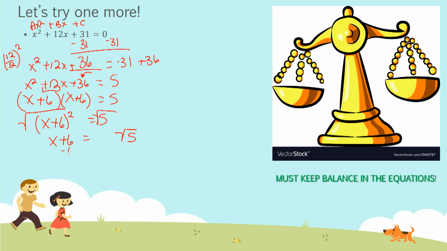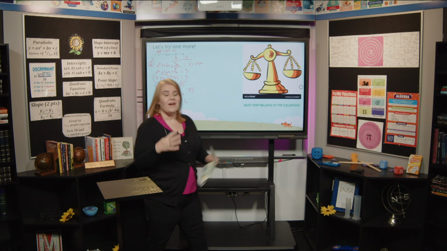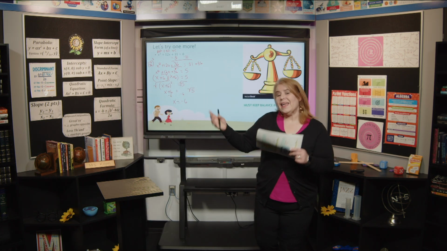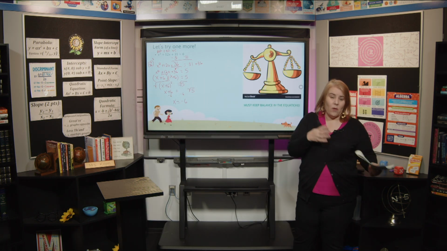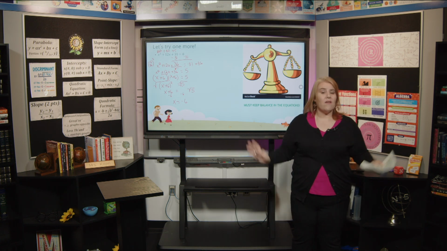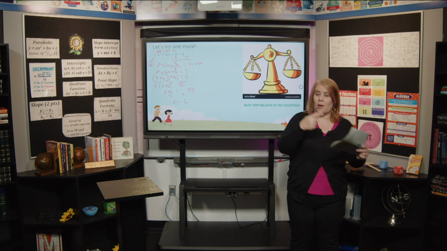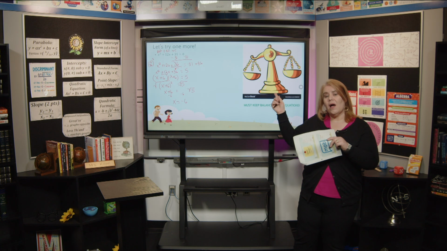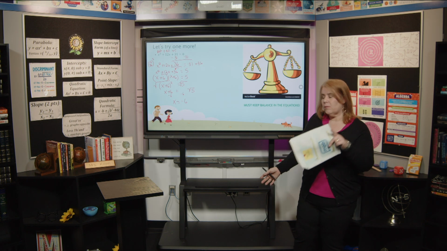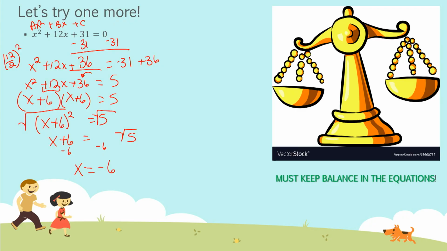I need to get x by itself, so I'm going to subtract 6 from both sides. So x is going to equal −6. Now, that square root of 5, 5 is a prime number. So I can't even factor anything out because it's only got 1 and 5. So whatever the square root of 5 is, it's either going to be a positive or a negative. So Ms. Killen, how are you going to put that on there? I'm going to show you. So my answer is x equals −6 plus or minus the square root of 5.